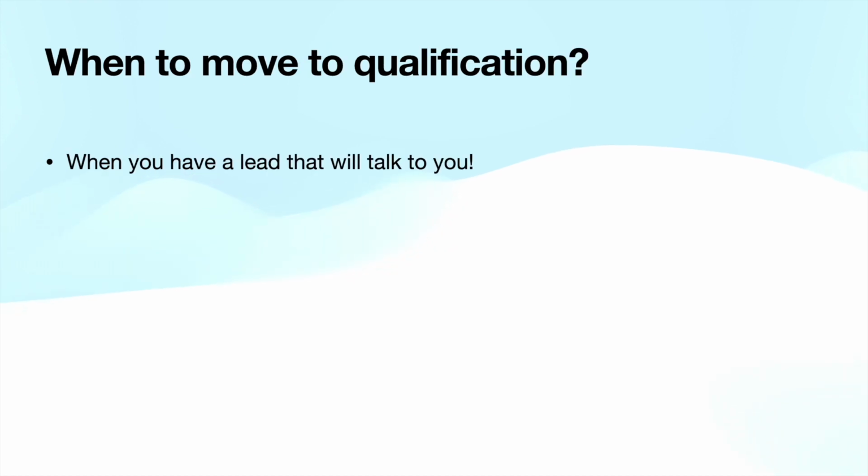Then you move on to the next stage, which is lead qualification. When you go from the prospecting stage to the lead qualification stage, typically this is when you have a lead that will talk to you. Then you can start the qualification process, which is: are they reasonably interested in our product? Of course, different companies are going to have different ideas of what moving from prospecting to qualification looks like, but generally it's when you can start talking to that lead.